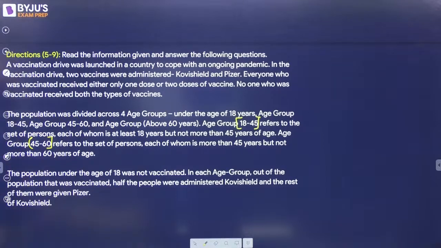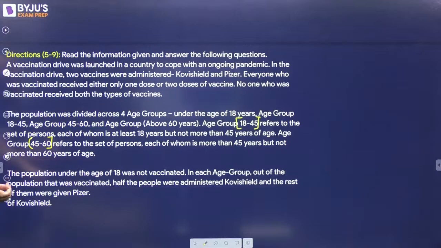The population under the age of 18 was not vaccinated. So the vaccination went to those from 18 onwards. In each age group, out of the population that was vaccinated, half of the people were administered Covishield and the rest of them were given Pfizer. So not a difficult thing.